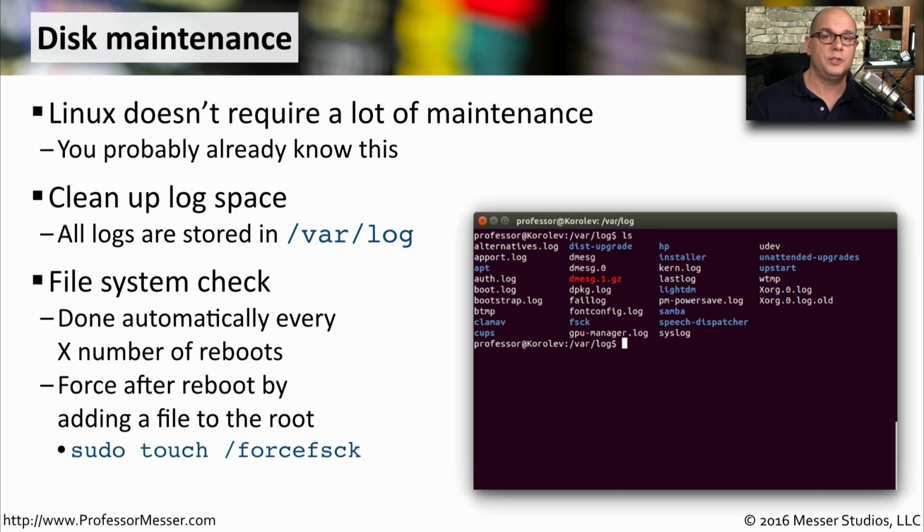You might also want to manually force a file system check of the operating system. You can do this by adding a file to the root of the file system called forcefsck. That's force file system check. And you can create this file very easily by running a sudo touch /forcefsck. This command simply adds an empty file to the root of your file system called forcefsck. And then when you reboot your system, the operating system sees the file and it knows to perform a disk check.